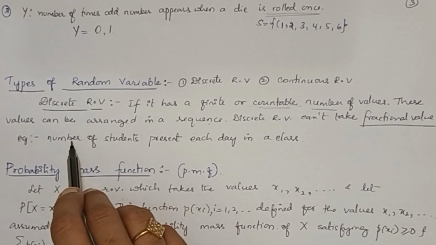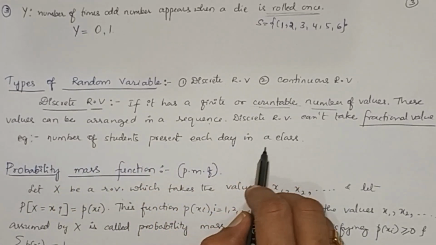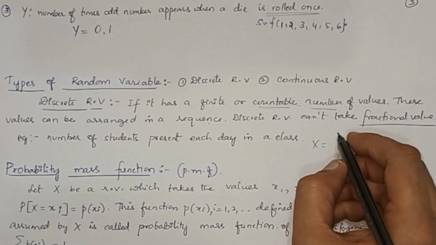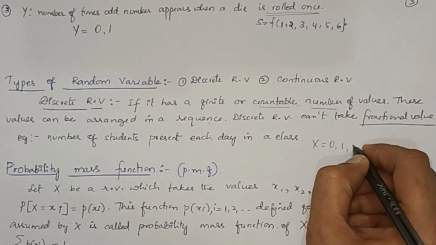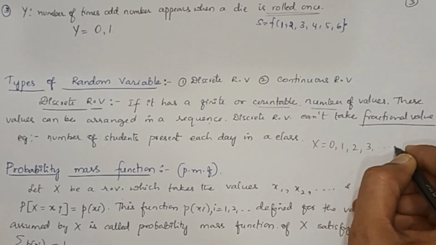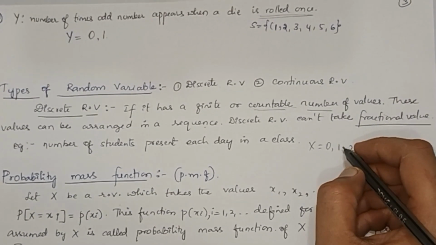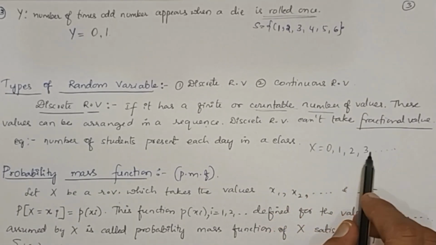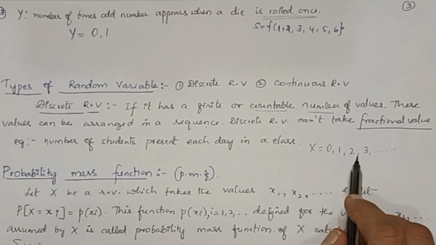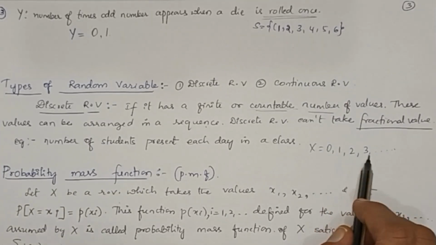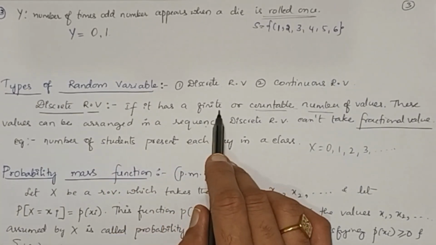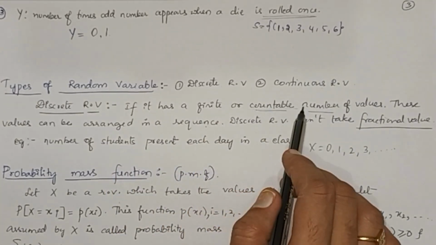See, for example, the number of students present each day in a class. Then x is equal to 0, since on some days there are no students in the class. There may be one student, there may be two students, then three students, and so on. So here x is the random variable which takes only whole numbers. There are no 2.5 students in the class. We don't say like that. There are no 3.7 students. So fractional values cannot be given to a discrete random variable, and it takes either a finite or countable number of values.